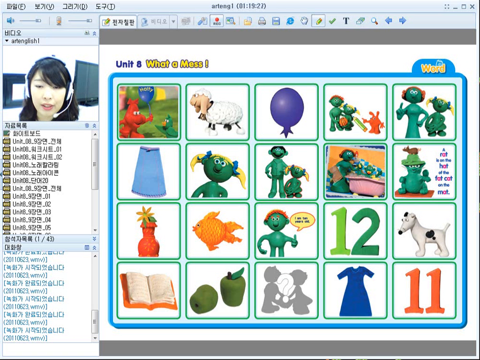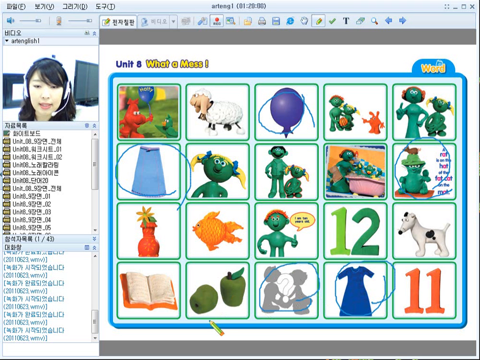Okay, here goes the word quiz. Where is the balloon? Can you find a balloon? Here is the balloon. And what is this? It means a word. What is this? It's a skirt. What is this? It's a dress. What does this card mean? It means whose. And what is this? It's other.